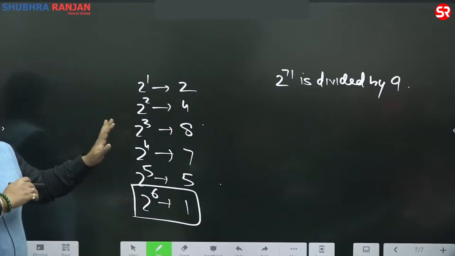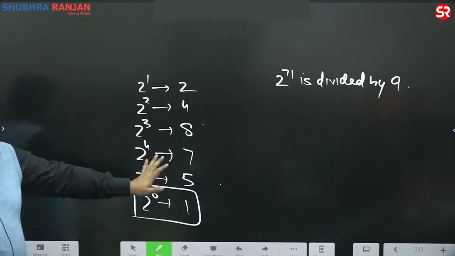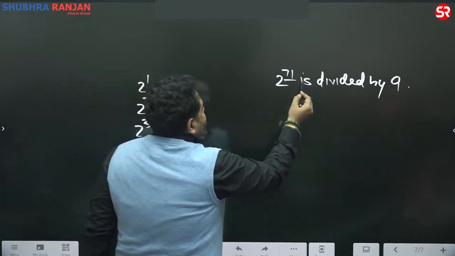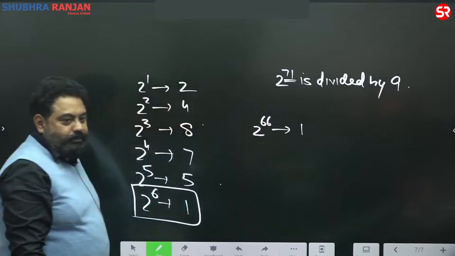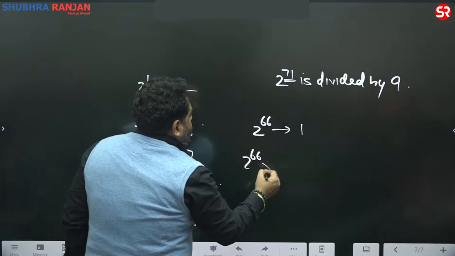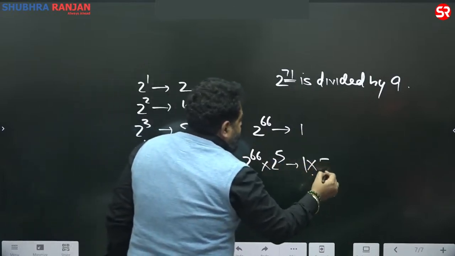Are you able to reach this? Come on guys, everyone tell me. So this is important. 2 to the power 6 gives you 1. A multiple of 6 less than 71 would be 66, so 2 to the power 66 also gives you 1. Which means 2 to the power 66 into 2 to the power 5 gives you 1 into 2 to the power 5, and that was giving you 5. Your answer is 5.